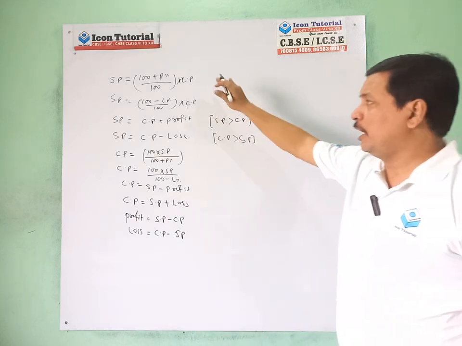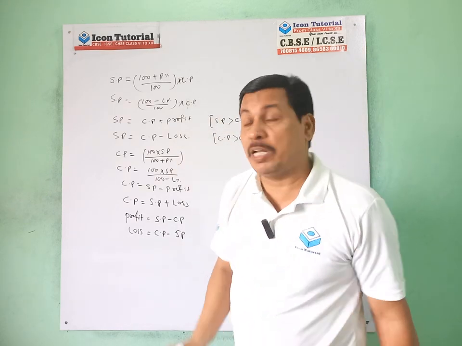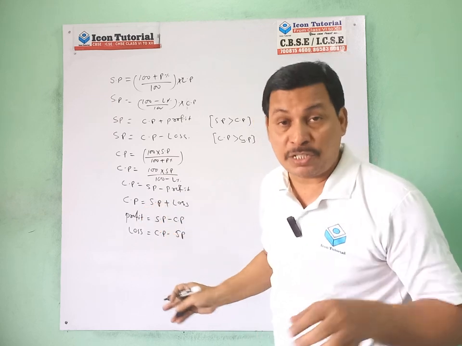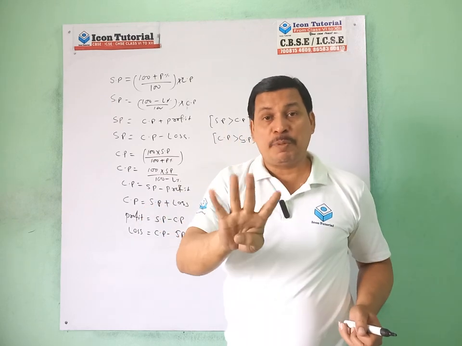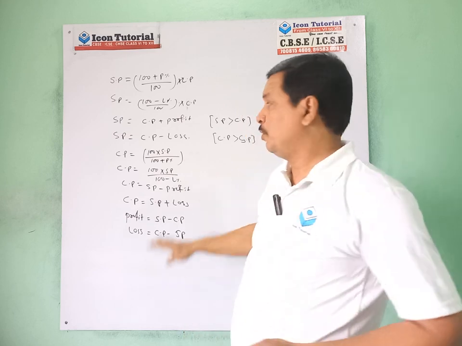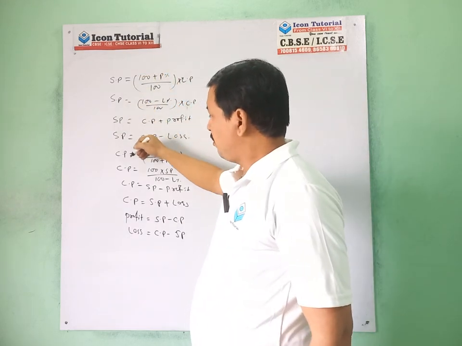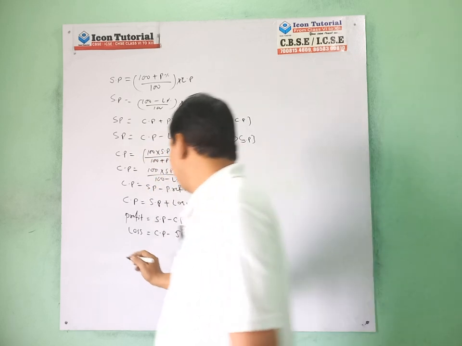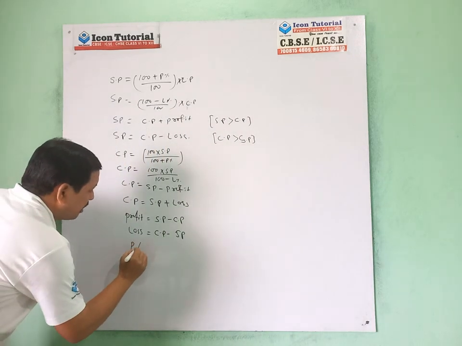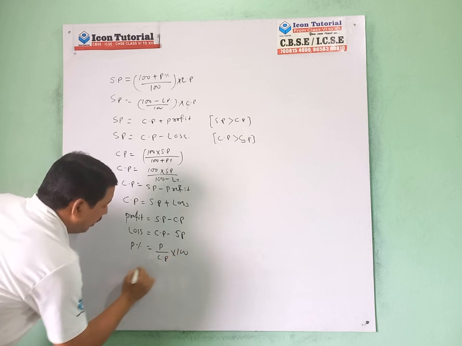So now this is your SP. How many SP formulas? 4 SPs there. 4 SP, 4 CP, and profit percent, loss percent, profit and loss. SP 4, CP 4, profit, loss, profit percent, loss percent. So that is equal to 12 in total: 1, 2, 3, 4, 5, 6, 7, 8, 9, then 10, 11. Here profit percent is profit by CP into 100.